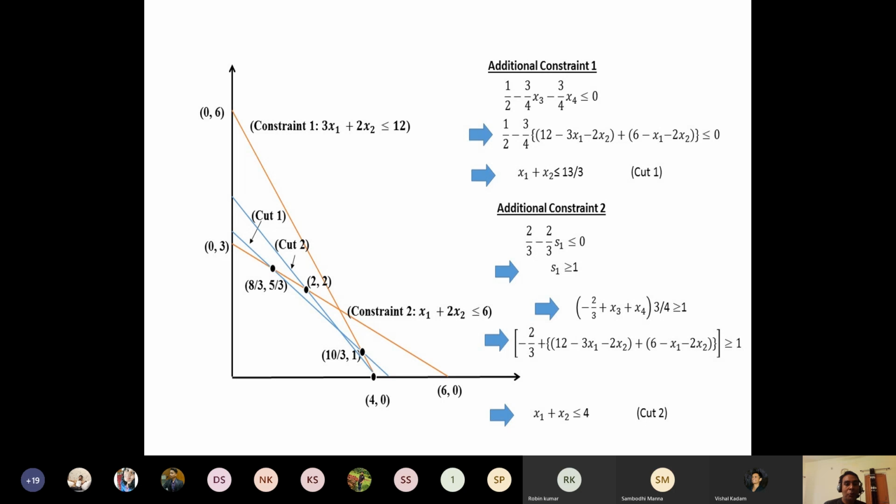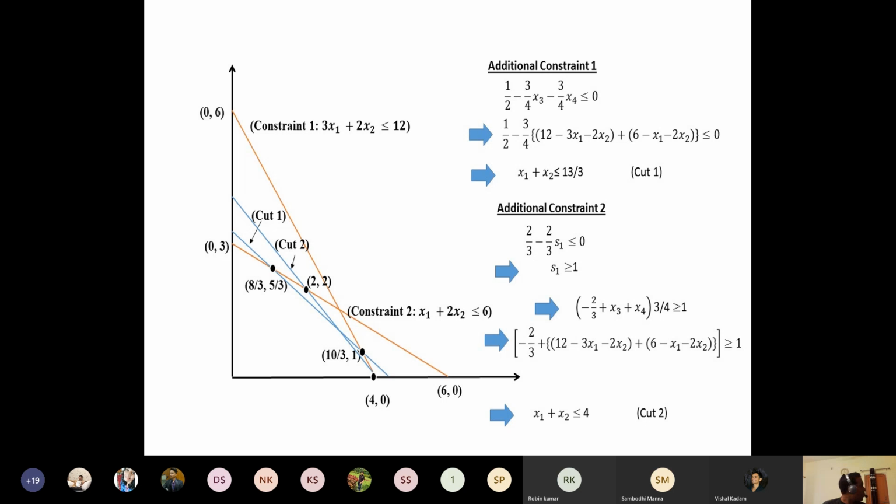Now here if you see the intersection point, it will intersect the constraint 1 line at this point 8 by 3 and 5 by 3, and this is constraint 2, it will intersect at 8 by 3 and 1. That means cut 1 will not provide you the integer solution, and that's why a second cut we have introduced, and that was 2 by 3 minus 2 by 3 s1 is less than equal to 0. And from here we can derive s1 is greater than equal to 1.